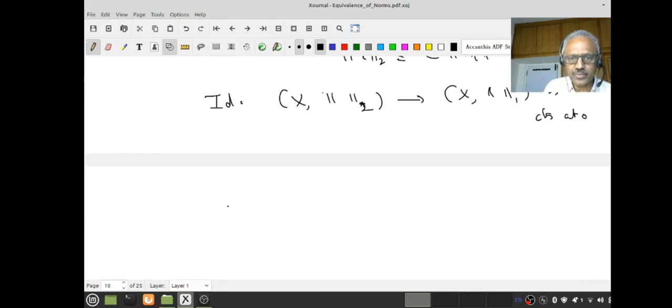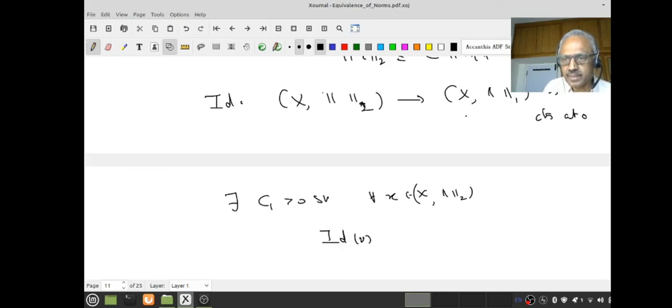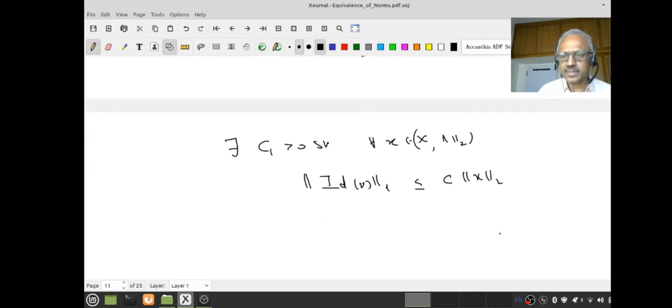Do you understand? Therefore again there exists a constant c1, so that for all x in X, look at the identity of x in this space. Therefore what norm do I have to take? The norm here. That's less than or equal to c1 times the norm here. Therefore this says the first norm of x is less than or equal to c1 times the second norm of x. So this is for every x.